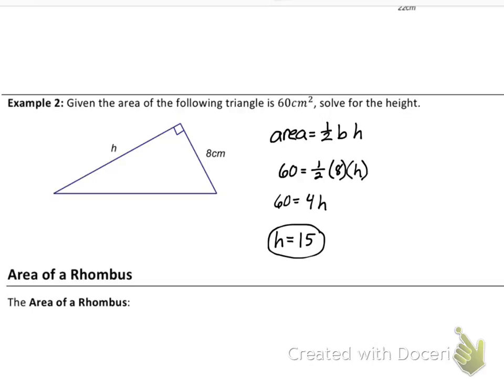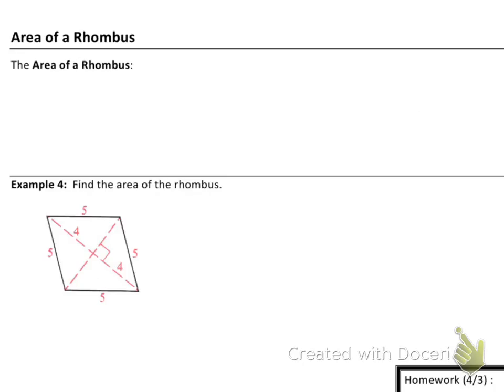All right, there's just one more area to go through today. Then we'll be done with areas for this part. We got a little bit more in a different chapter, but for today, that's a rhombus. Area of a rhombus.